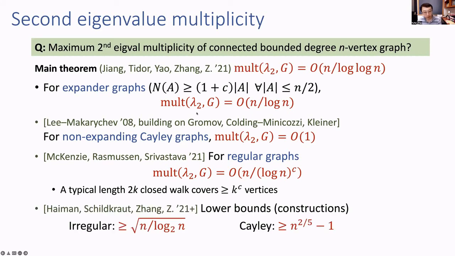I mentioned in an earlier slide that there were some lower bound constructions that we came up with. For irregular graphs, we were able to construct a lower bound of roughly root n, and for regular graphs, we found a construction for Cayley graphs with second eigenvalue multiplicity around n to the 2/5. Still, we can't quite get root n, but I think one perhaps should be able to.